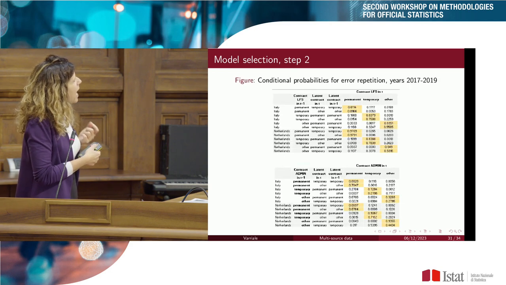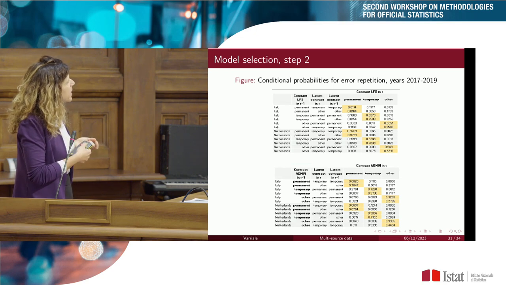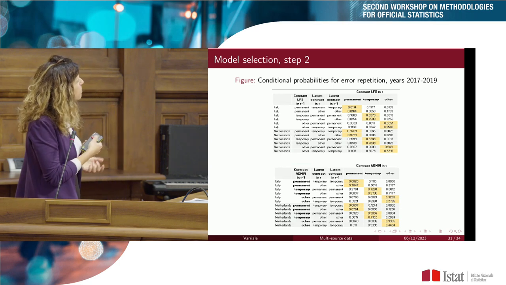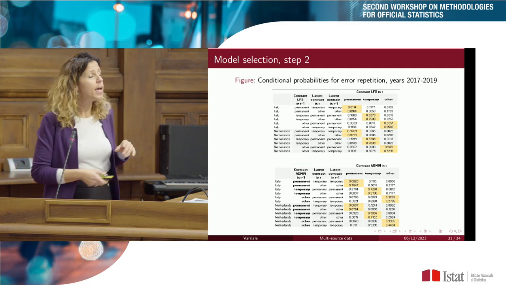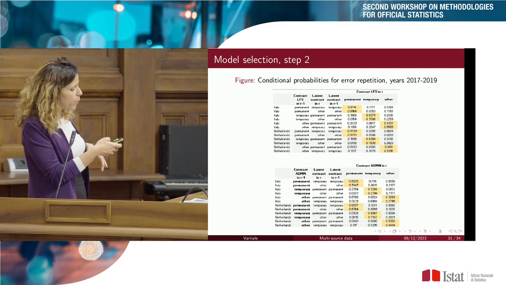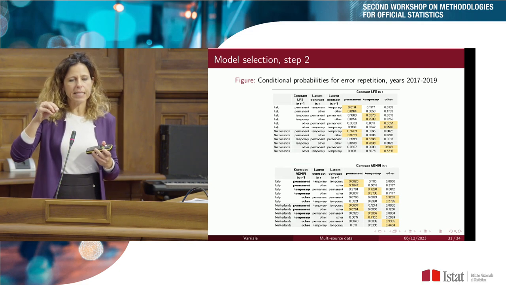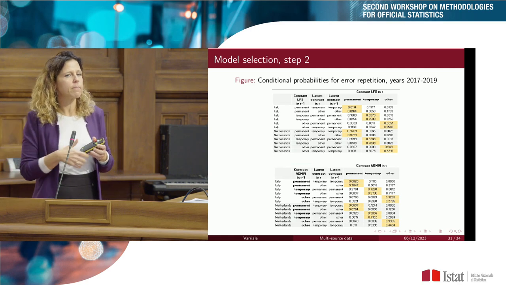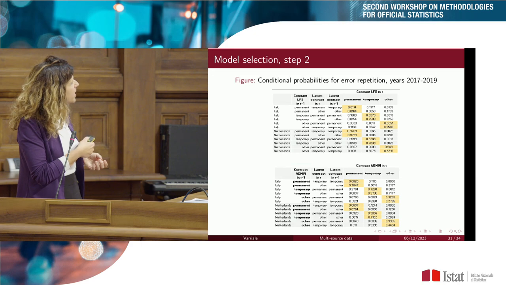And here are the main results, just one minute. In this model, I didn't go into details because of timing, but we are assuming that we have a different structural part. And in the measurement process, we are assuming that the error you can make at time t depends on the fact that you made the same error at time t minus one. So here are the conditional estimated probabilities for error repetitions.